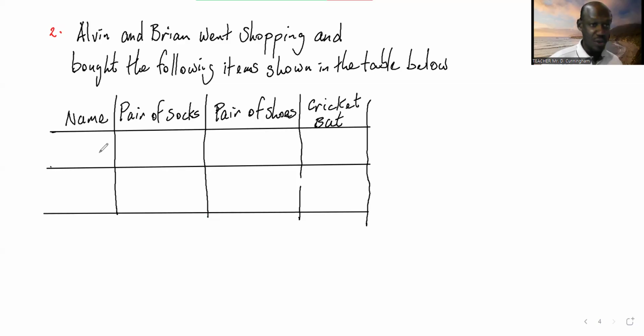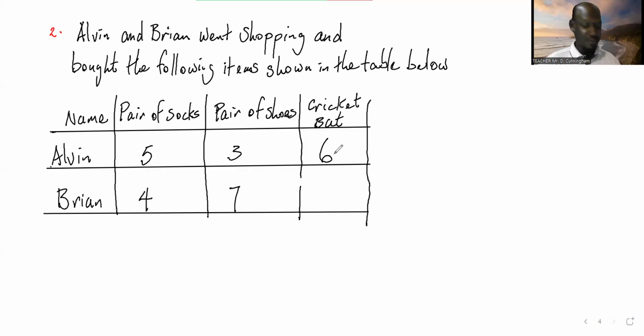All right, so Alvin, Brian. So 5 pairs of socks. Brian, 4 pairs of socks. 3 pairs Alvin of shoes. 7 pairs of shoes. 6 bats. 2.